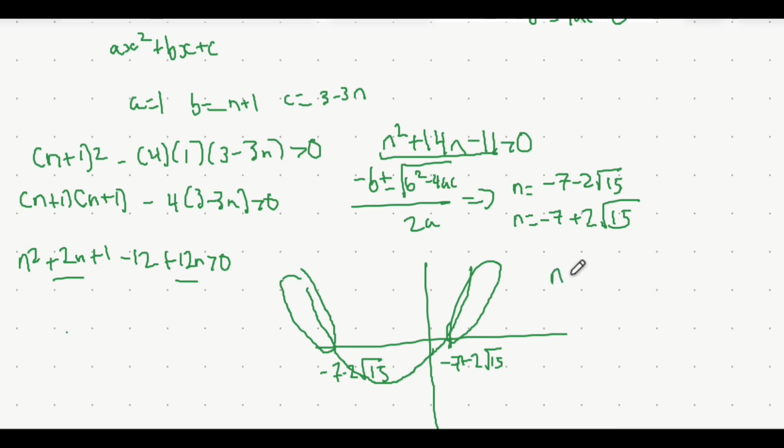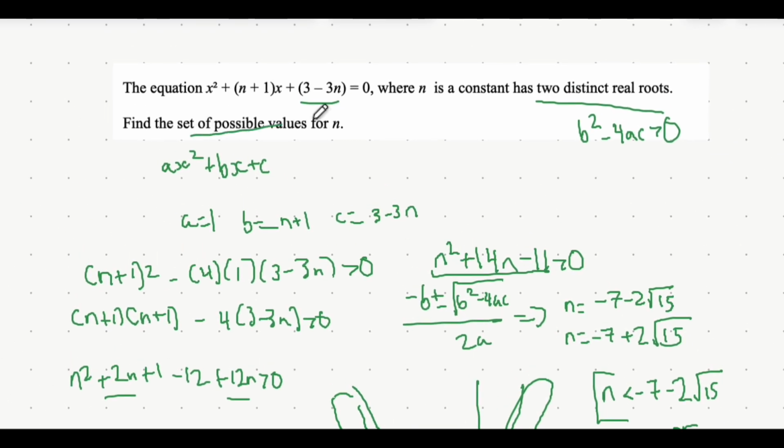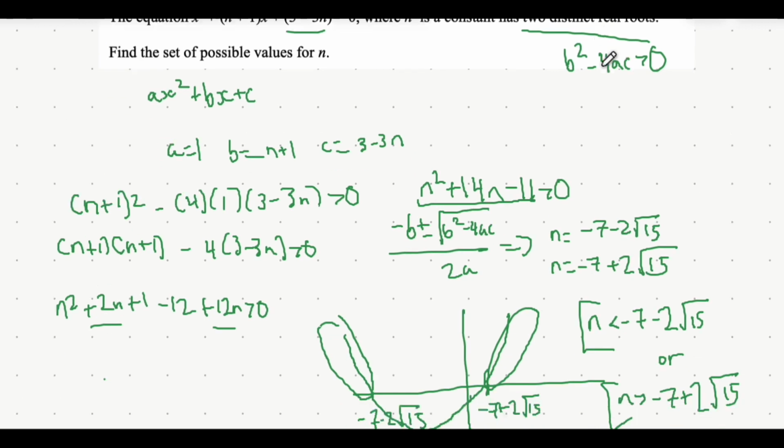So we say when n is less than minus 7 minus 2 root 15, because when n is to the left of this, that's when the quadratic is bigger than 0. Or when n is larger than minus 7 plus 2 root 15. Those are the two inequalities, the two regions, where this quadratic is larger than 0. And they are the set of possible values of n for which this whole quadratic in the beginning has two real roots. Hopefully that all makes sense.